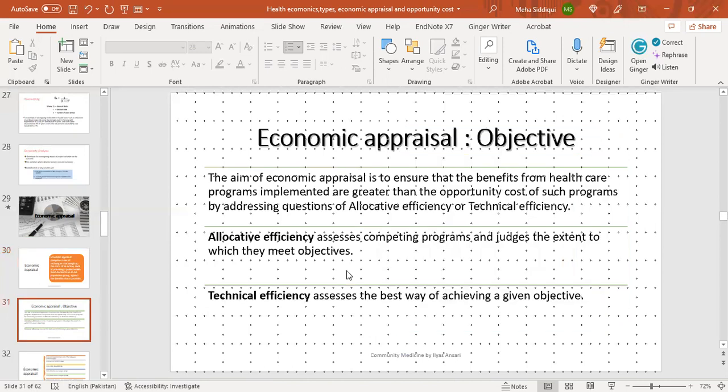Objective. The aim of economic appraisal is to ensure that the benefits from healthcare programs implemented are greater than the opportunity cost of such programs by addressing questions of allocative efficiency or technical efficiency. Now, what is allocative efficiency? It assesses competing programs and judges the extent to which they meet objectives, and technical efficiency assesses the best way of achieving a given objective.